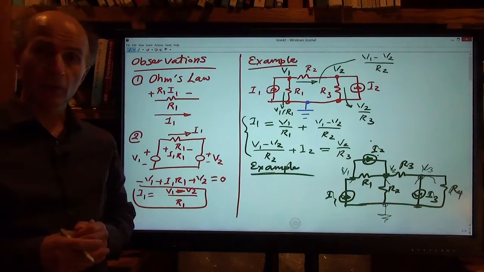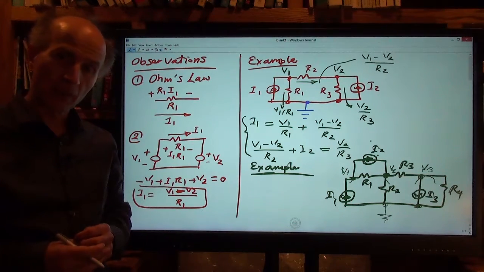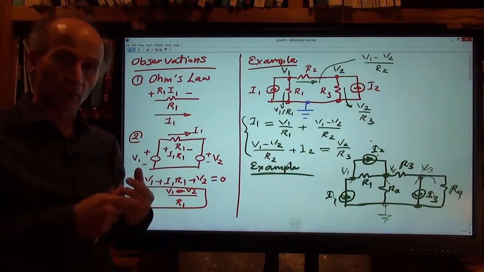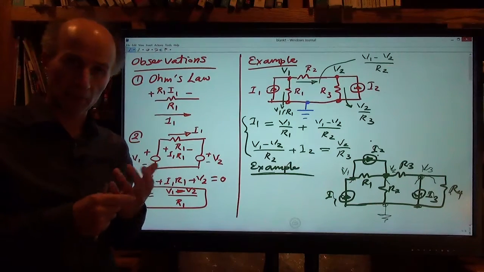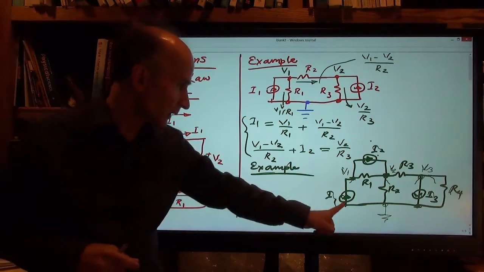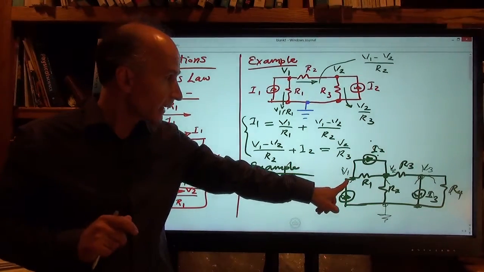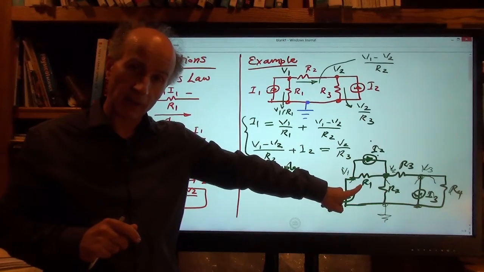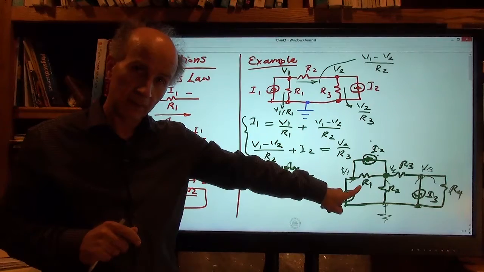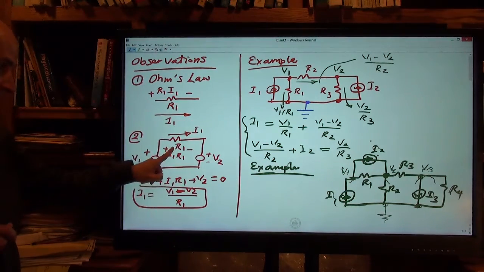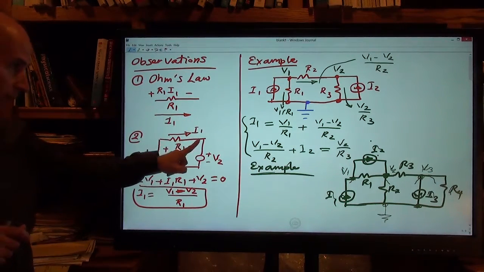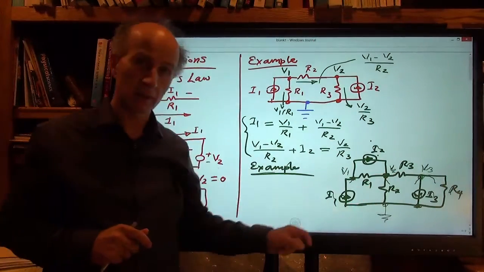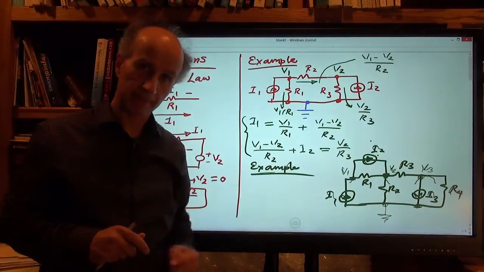In the next step, we're going to write KCLs. To write the KCL at the node, we have to know all of the currents flowing to that node. By knowing, I mean we just have expressions for them. This current is I1, no problem there. This current is I2, no problem there. We just need the current through R1. How much is the current through R1? This voltage minus this voltage over R1. That's the current going through R1 this way.